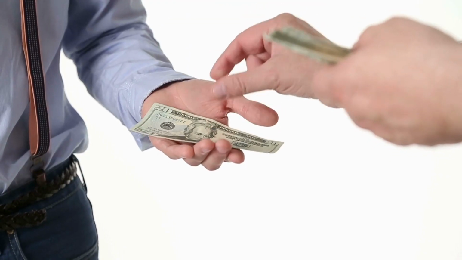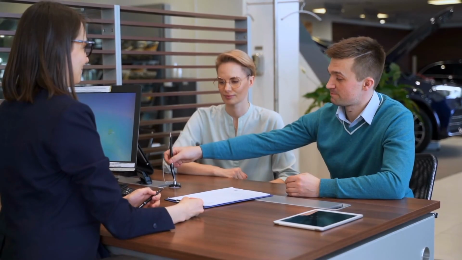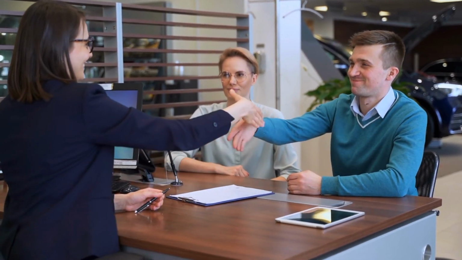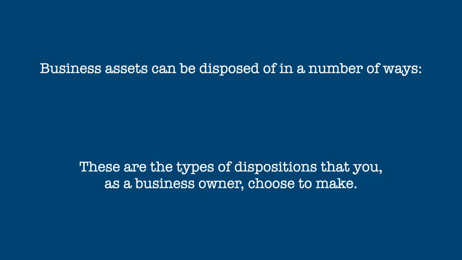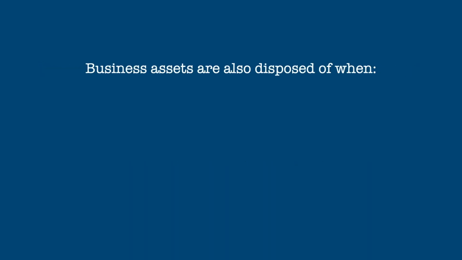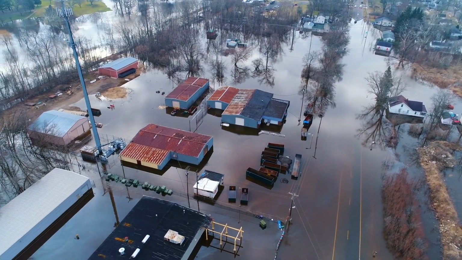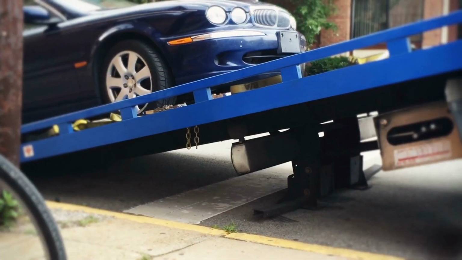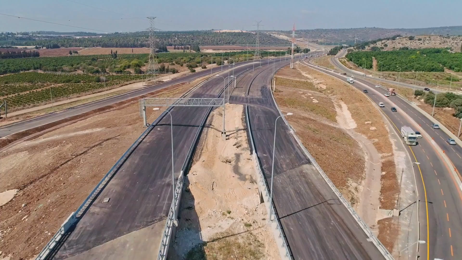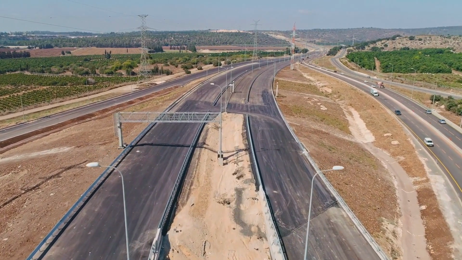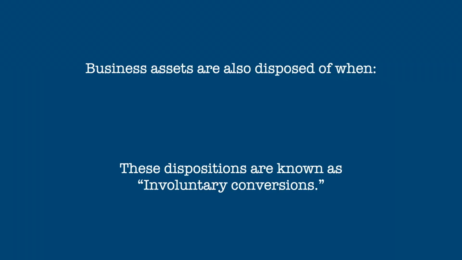They can be sold, they can be scrapped or discarded, or they can be traded in toward the purchase of another asset. These are the types of dispositions that you, as a business owner, choose to make. Business assets are also disposed of when a piece of property is stolen, destroyed, or damaged as a result of a casualty, when property is repossessed or foreclosed upon, or when a piece of property is condemned and taken for public use. These dispositions are known as involuntary conversions and will be the subject of other videos.